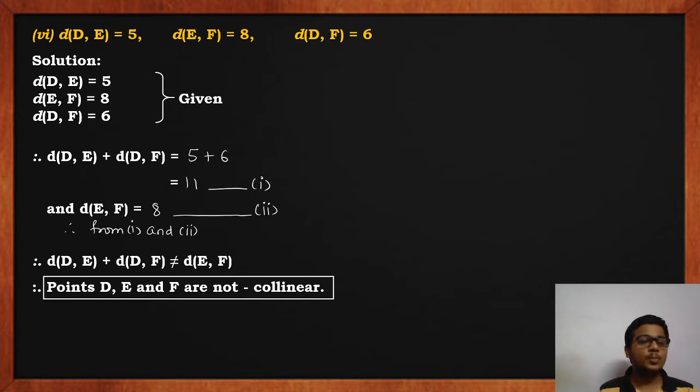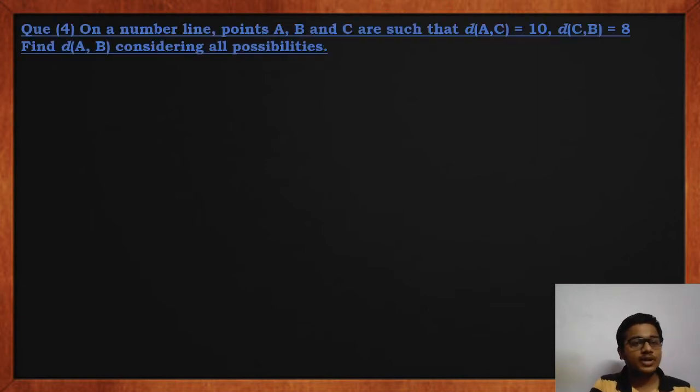Now we move to main question number 4. Understand this type of sums as well. Question number 4 reads, on a number line, points A, B and C are such that distance AC equal to 10, distance CB equal to 8. Find distance AB considering all the possibilities.